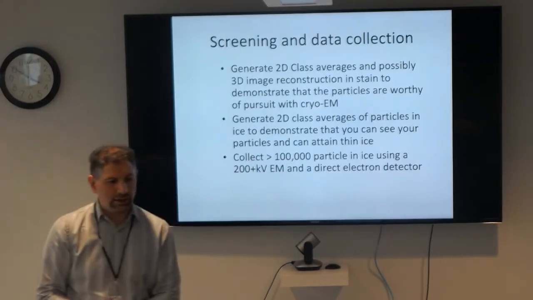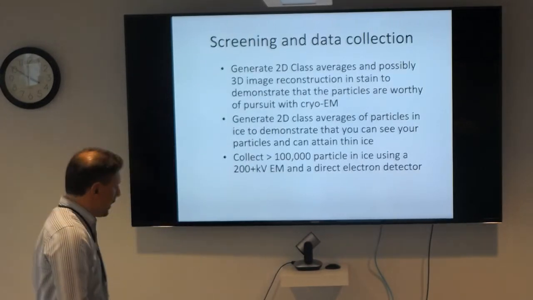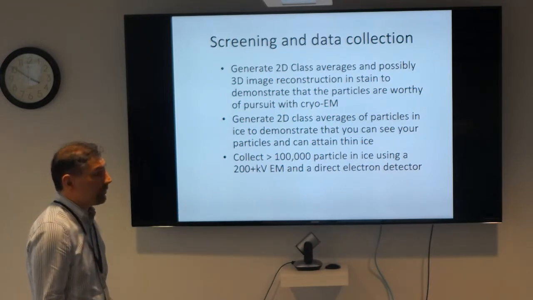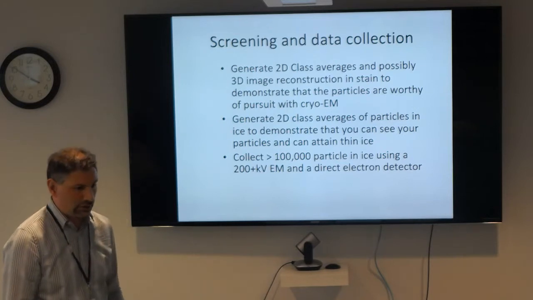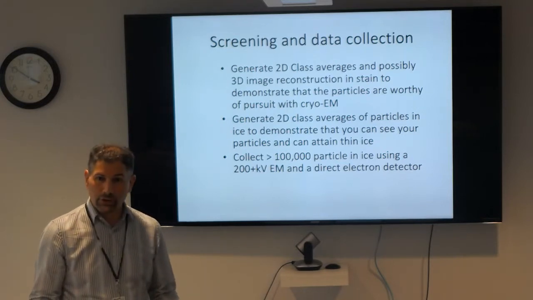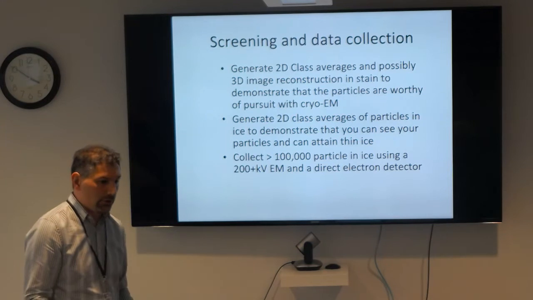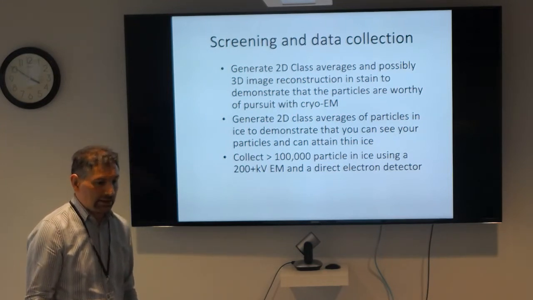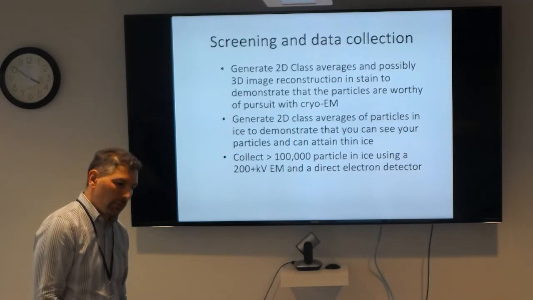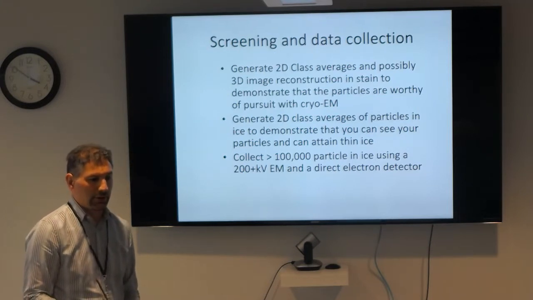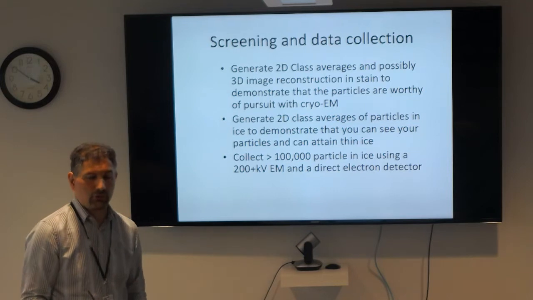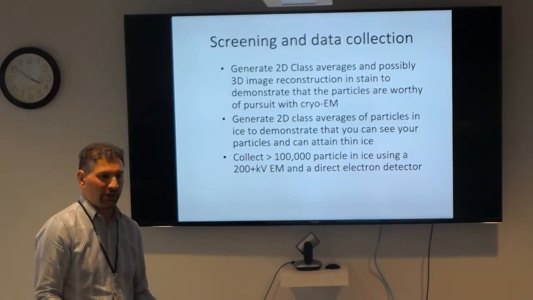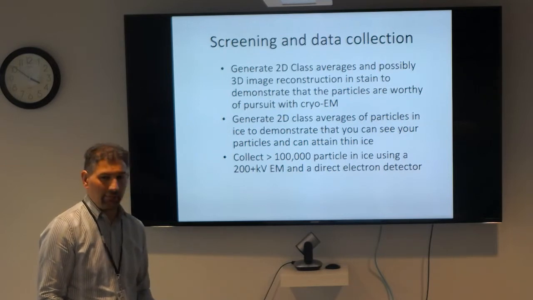Okay, so screening and data collection, some of the stuff I talked about already. Obviously, generate the 2D class averages and possibly the 3D reconstruction in stain to make sure that your particles are good. You have a high signal to noise ratio, and see if you can get it to work in stain. Most likely you're not going to be able to get it to work in cryo, but I have heard of situations where it does work. So if you're working on an extremely important project, a hot project, you've got to give it everything you've got, right?